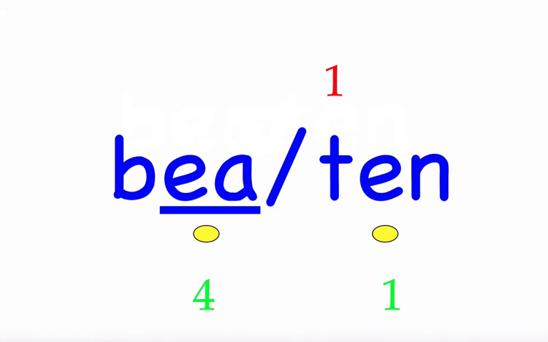Row 3, entail. Entail. What responsibilities does this job entail? Entail. First syllable is en, 2 sounds. E, N. Tail, 3 sounds. T, A, L. Entail. Mark the word.